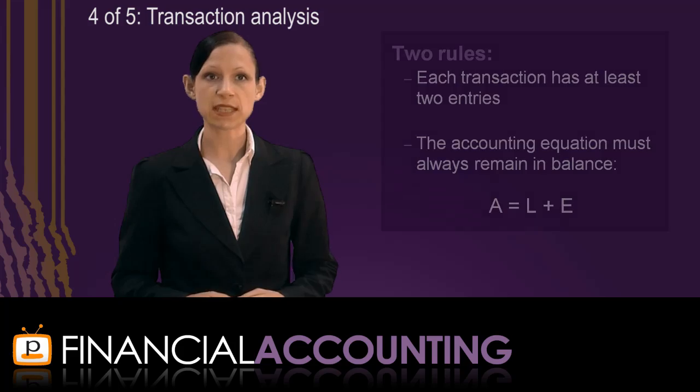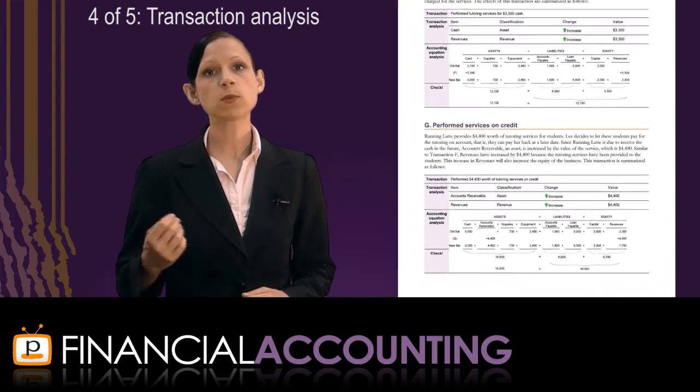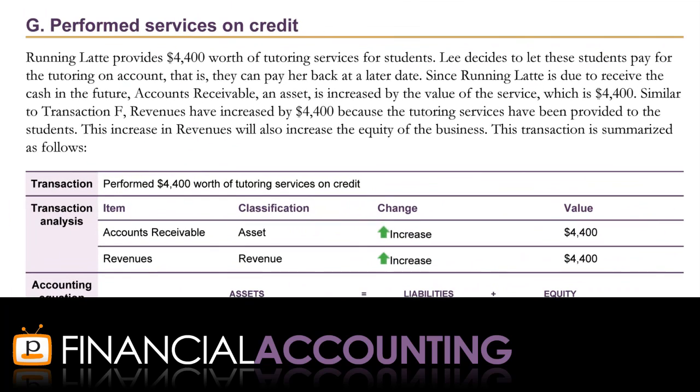So let's illustrate transaction analysis using transaction G from the Perdisco textbook, which is where the business performs $4,400 worth of services on credit. Remember, on credit means that the services are performed now, but the client is allowed to pay at a later date.